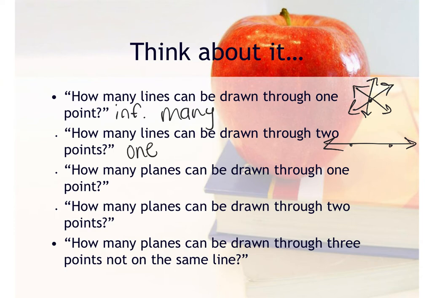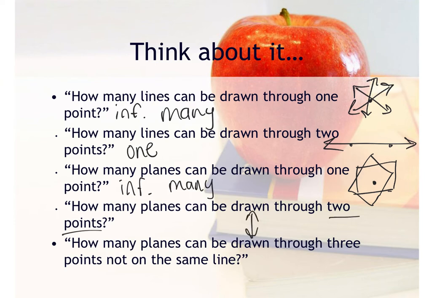How many planes can be drawn through 1 point? Okay, so if there's a single point, there's a plane here. You can also adjust the angle of that plane. There's another plane here. There's infinitely many planes that can go through a single point. Okay, because you can adjust the angle of the plane, you can tilt it, you can rotate it, however you want to do it, but there's infinitely many planes that go through a singular point. How many planes can be drawn through 2 points? Well, 2 points create a line, and a line also can be contained in infinitely many planes.